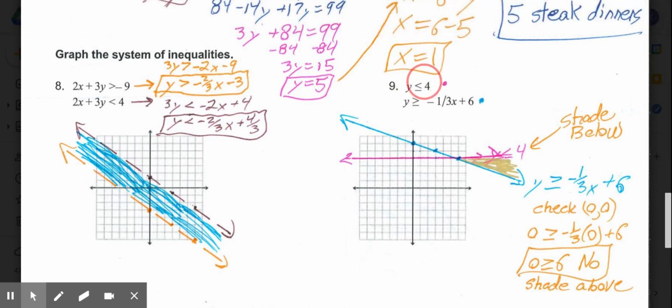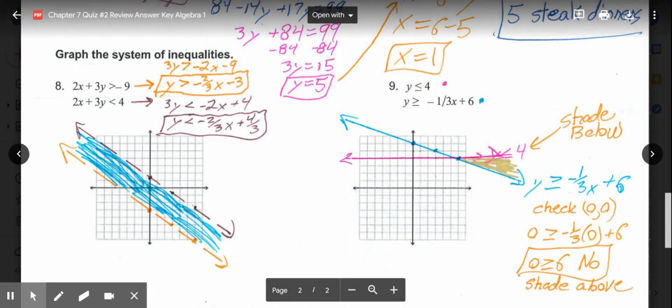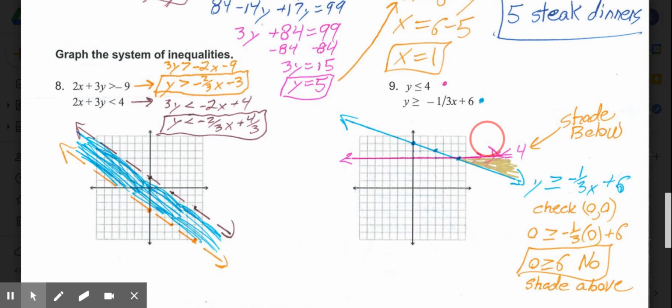For the pink line, less than or equal to 4, anything less than or equal to that line tells me I'd have to shade below the line. Then for our blue line, we could check it with the point 0, 0. Is 0 greater than or equal to 0 plus 6? Is 0 greater than or equal to 6? No, it is not. So we're going to shade away from 0, 0, which would be above the blue line. So below the pink line, above the blue, means we're shading right out here in this opening.